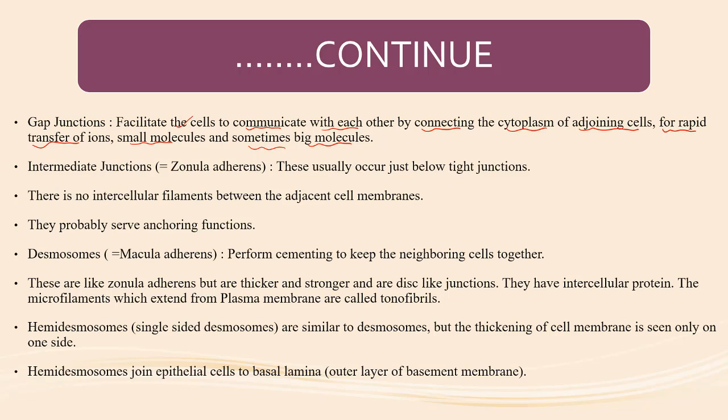Understood? Now, intermediate junctions. Intermediate junctions are also known as adhering junctions or zonula adherens. The intermediate junctions are known as what? Zonula adherens. They usually occur just below the tight junctions. Very important. They are found just below the tight junctions.